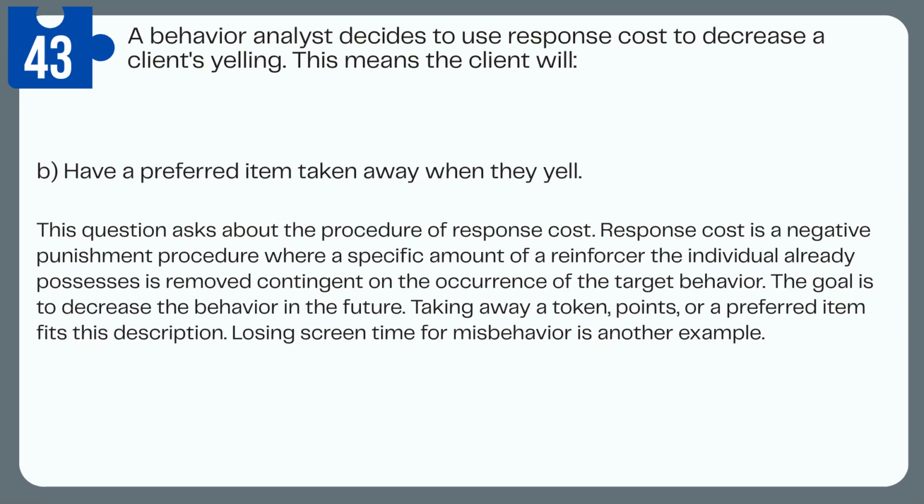Answer: B. Have a preferred item taken away when they yell. This question asks about the procedure of response cost. Response cost is a negative punishment procedure where a specific amount of a reinforcer the individual already possesses is removed contingent on the occurrence of the target behavior. The goal is to decrease the behavior in the future. Taking away token points or a preferred item fits this description. Losing screen time for misbehavior is another example.